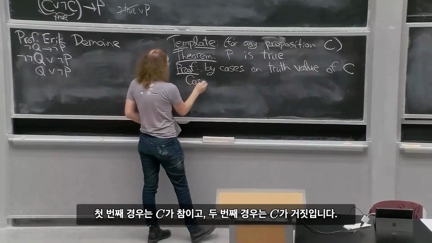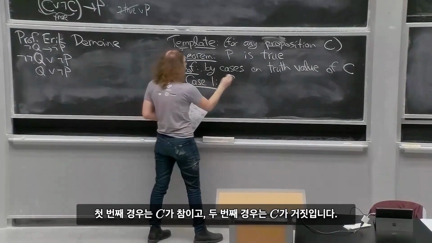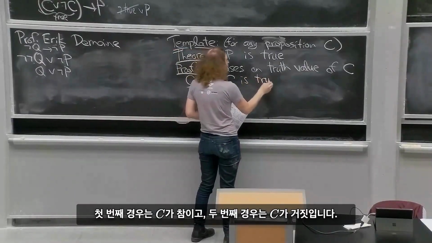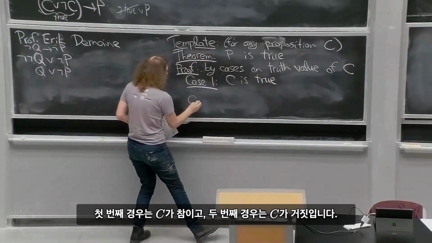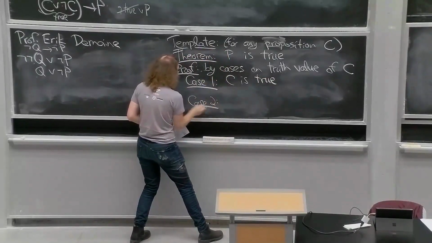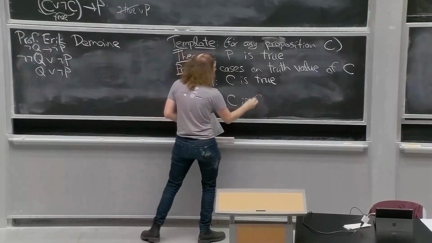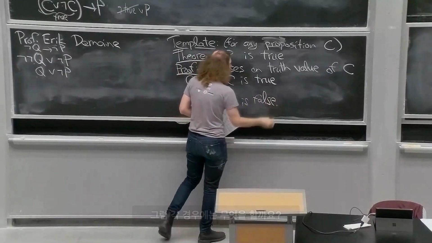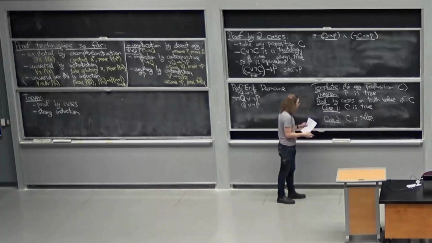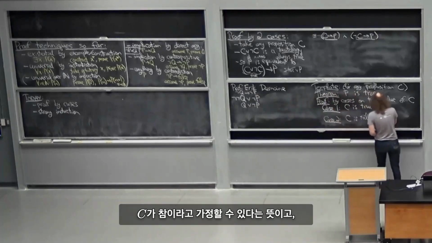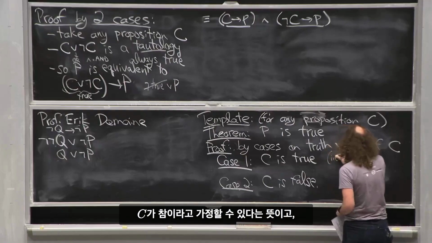Case 1 is that C is true. And case 2 is that C is false. And so what do we do in each case? Well, in the case that C is true, this means that we get to assume that C is true.